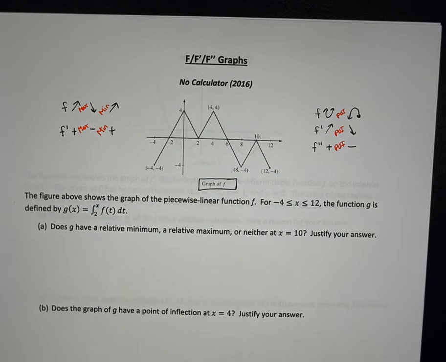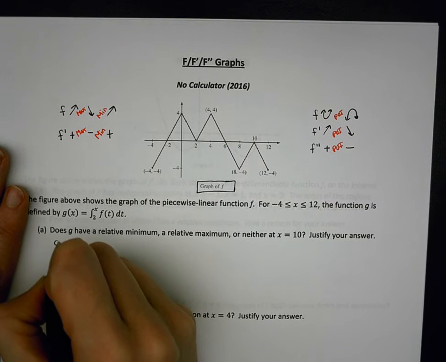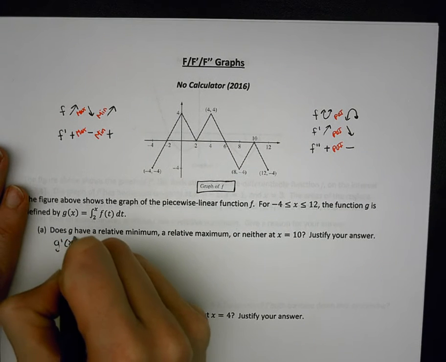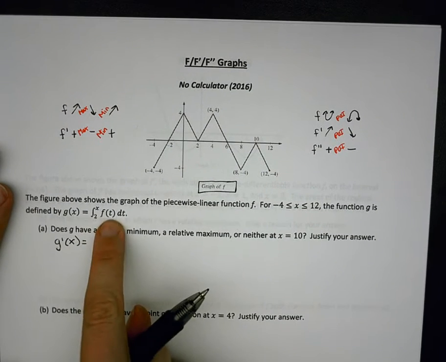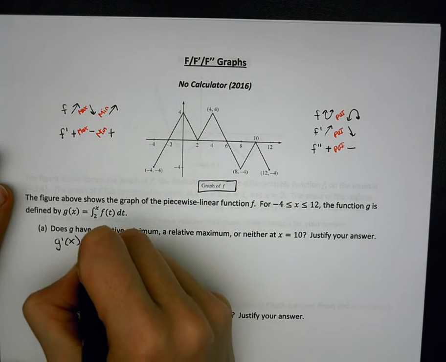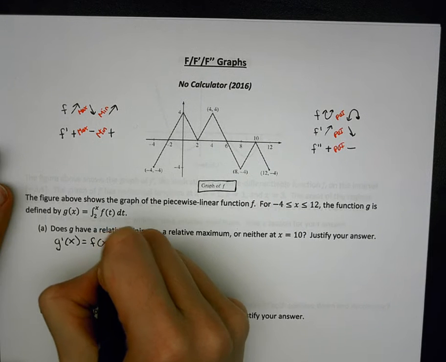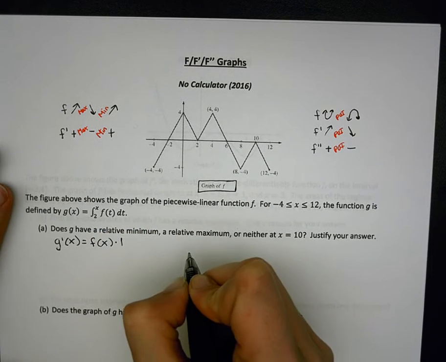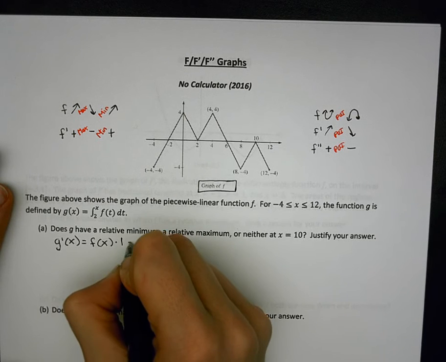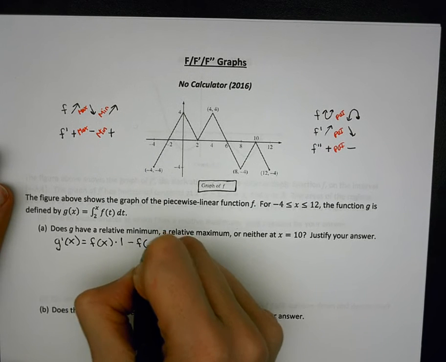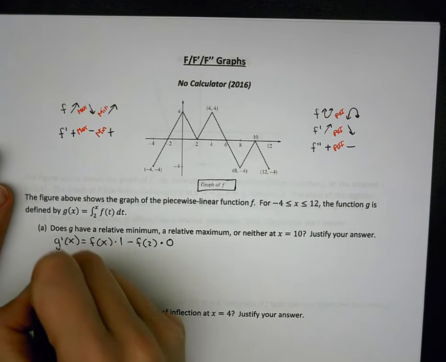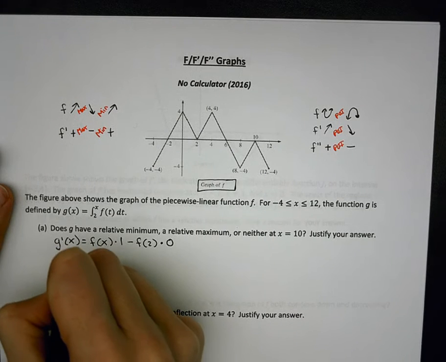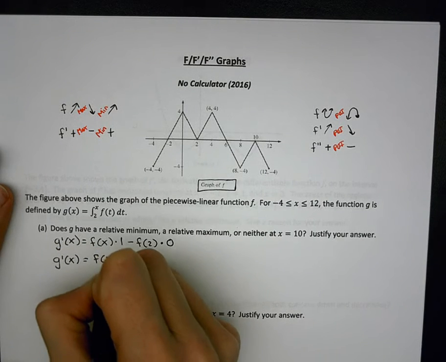So before I do anything else with this problem, down here in part A, I'm going to take the derivative of g. Taking the derivative of a function that is an integral, that's the second fundamental theorem of calculus. So we're going to take our upper, plug it in, times the derivative of the upper. The derivative of x is 1, minus take the lower, plug it in, times the derivative of the lower. The derivative of 2 is 0. And so my g prime of x equals f of x.